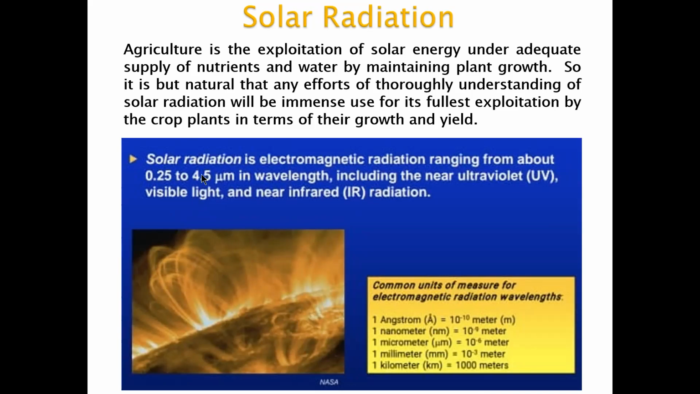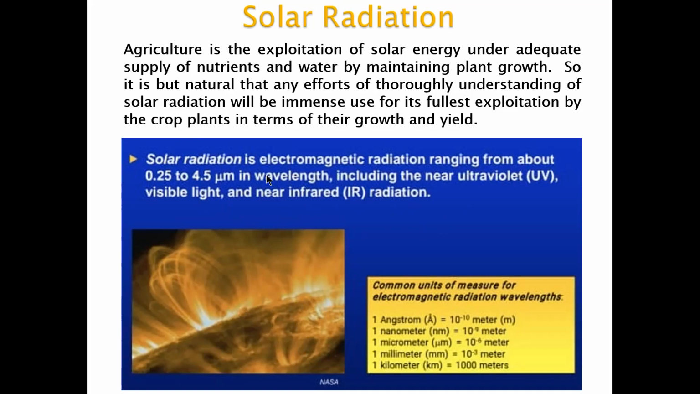If you are asked in the examination to write the definition of solar radiation, you can write: solar radiation is an electromagnetic radiation ranging from about 0.25 to 4.5 micrometer, or 250 to 4,500 nanometer in wavelength, including the near ultraviolet, visible light, and near infrared radiations.